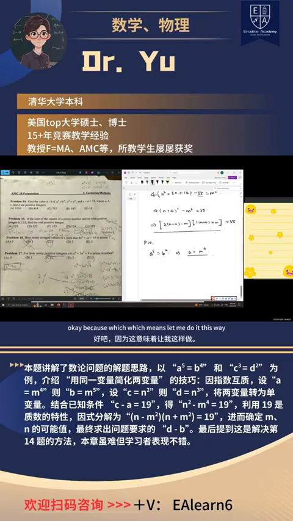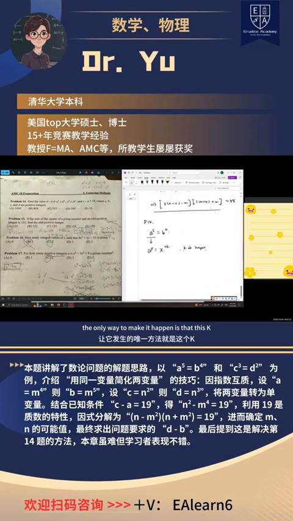Let me do it this way: a to the power 5 must equal something, for example x to the power 4k, where k is an integer. The only way to make it happen is that this k will be 5 or 10 or something like that, because 5 itself won't be able to bring me any factor.